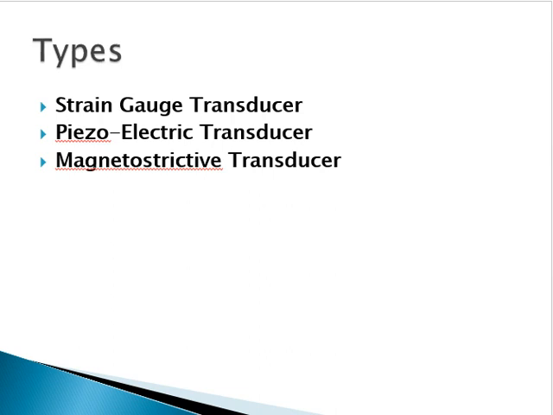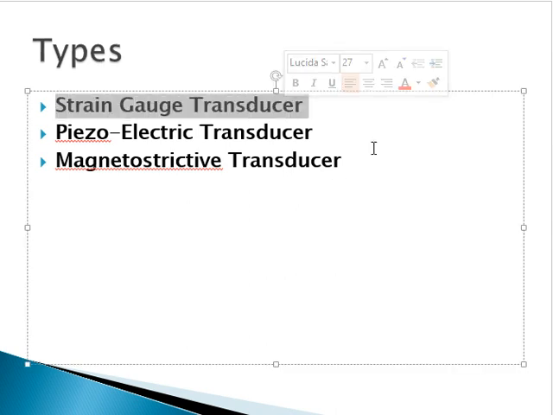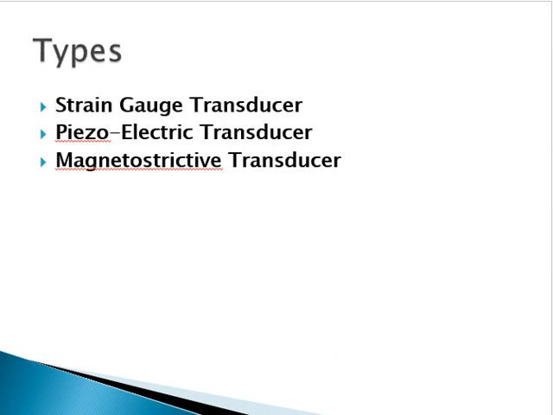Which types of force transducers are we using? There are n number of types, but these are some I have added there: the strain gauge transducer, piezoelectric transducer, and magnetostrictive transducer. But this type is largely used in industry for the measurement of force. It can also be used for the measurement of pressure.